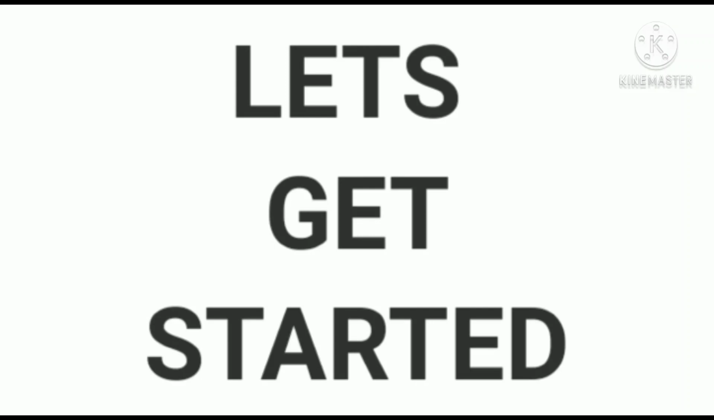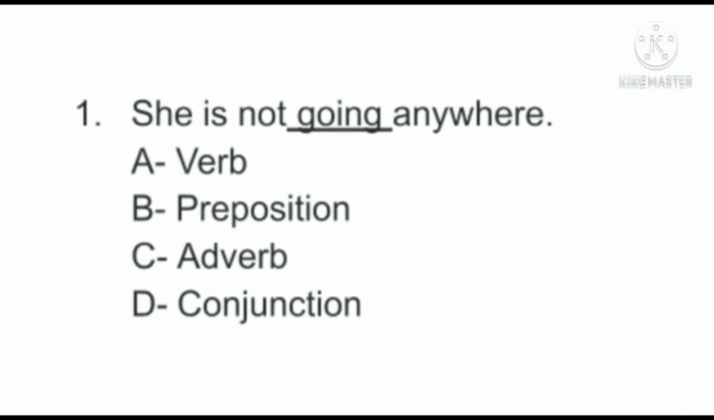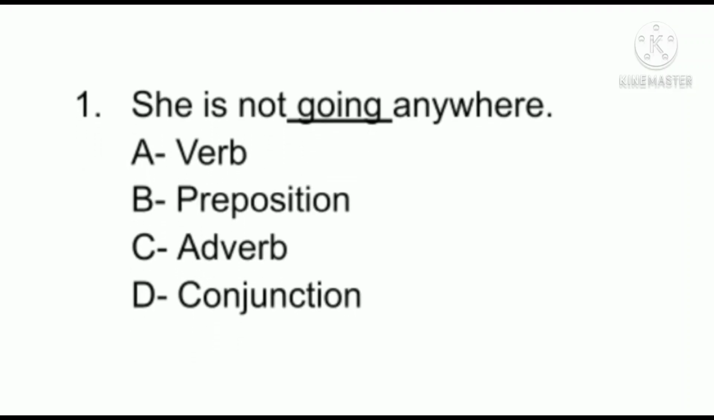And our first question is, she is not going anywhere. Here the underlined word is going, and you are going to write the answer for the underlined word going, and the options are A, verb, B, preposition, C, adverb, and D, conjunction. I am giving you 10 seconds of time to complete.